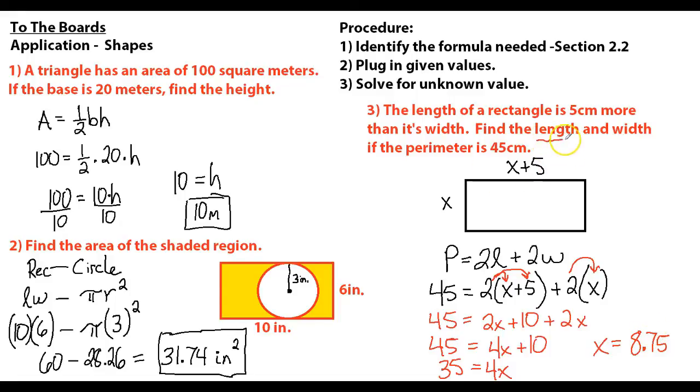Now they asked me to find the length and the width. So 8.75 is what x is, so that would mean that's the width. So 8.75 centimeters is the width from here to here. To find the length, it's x plus 5. So we're actually going to have to take this 8.75 and add 5 to it. When I do that, I get 13.75 centimeters for the length. And so that's my final answer.